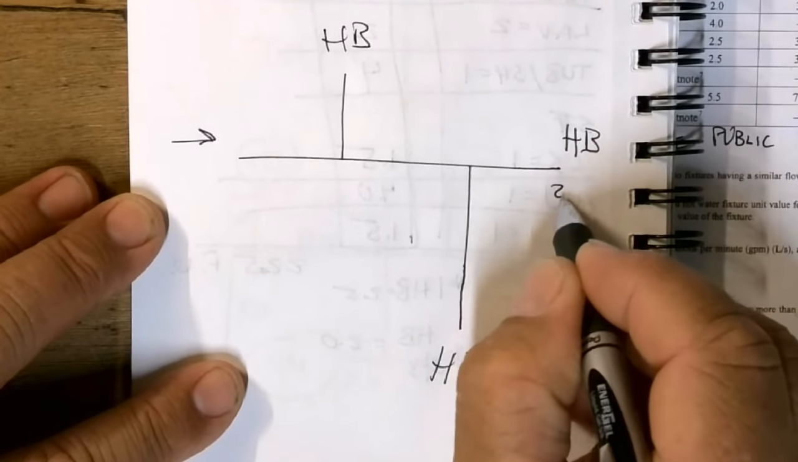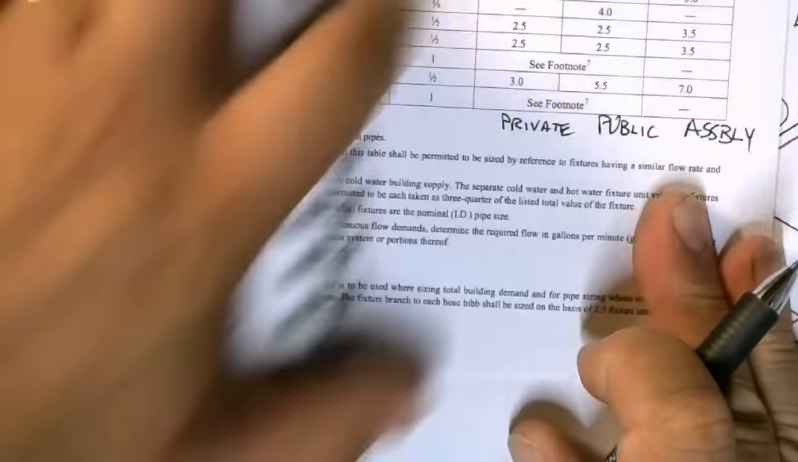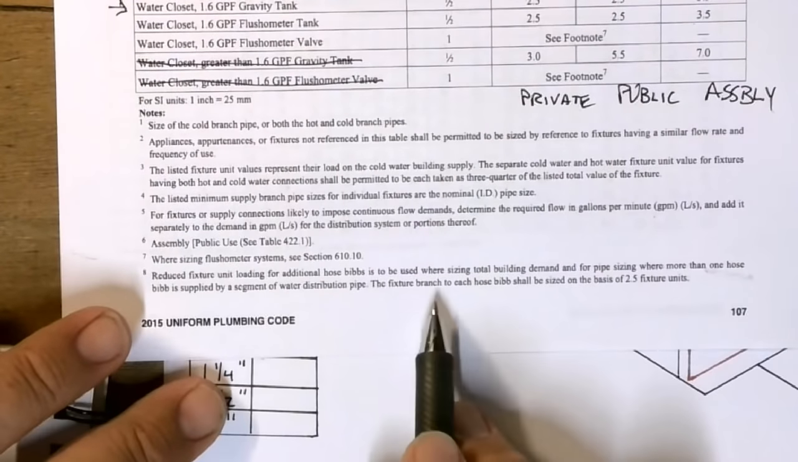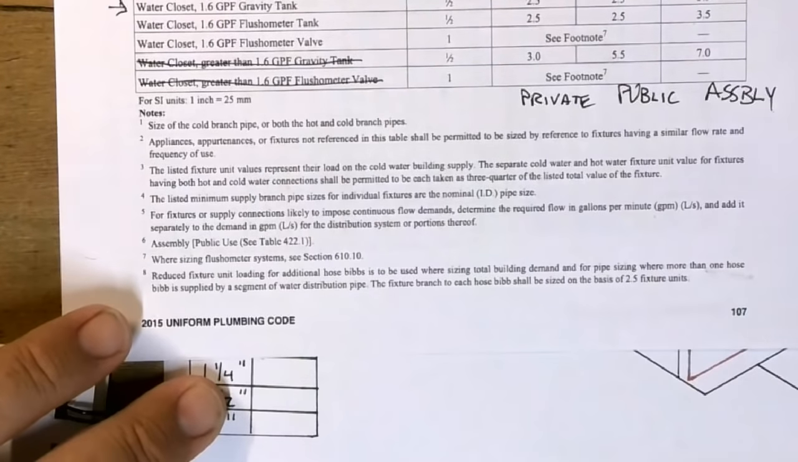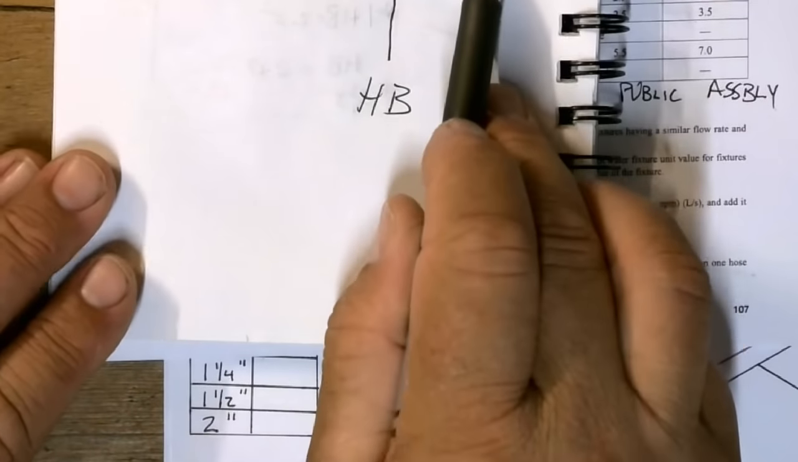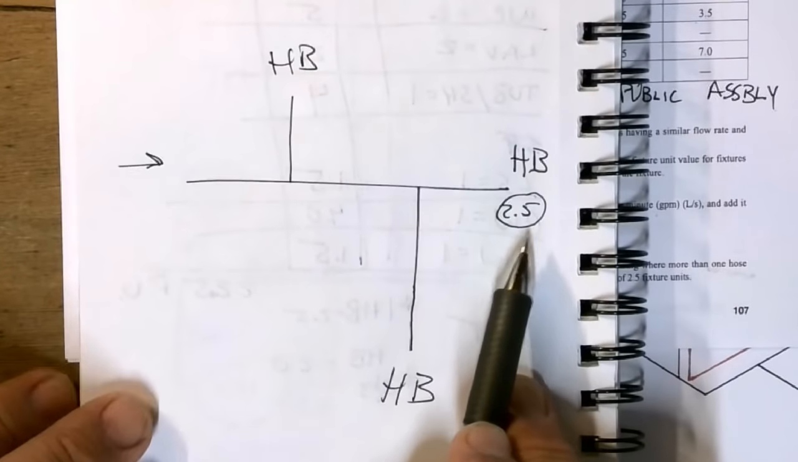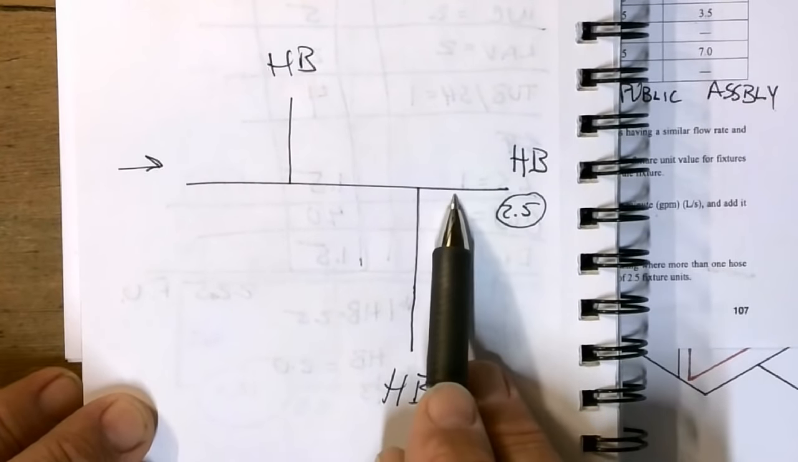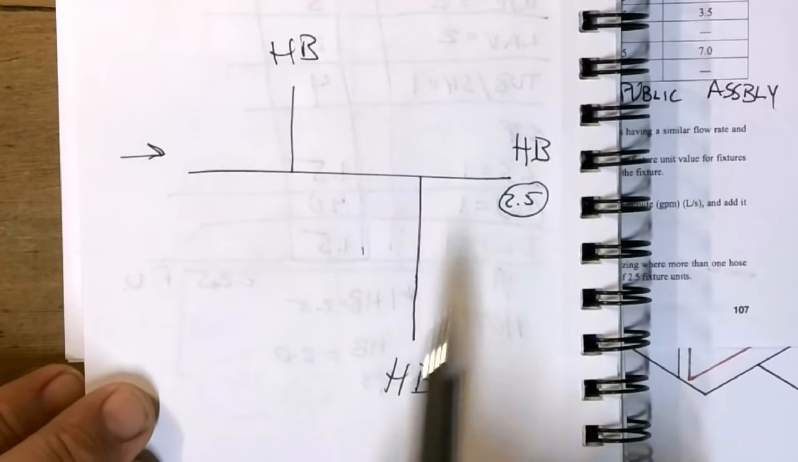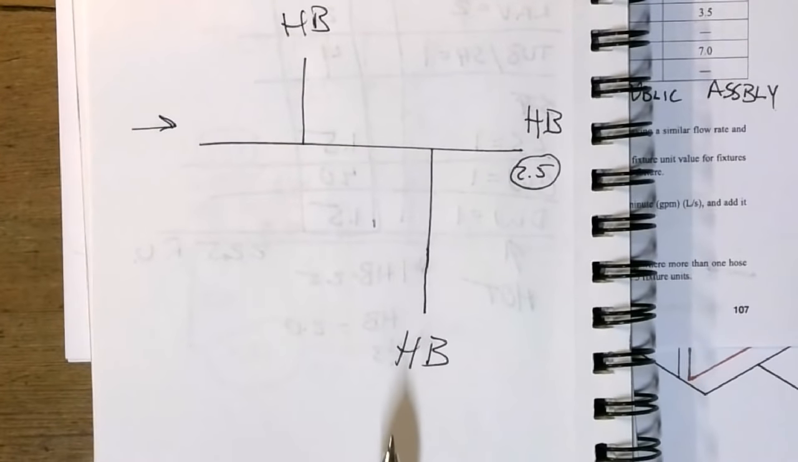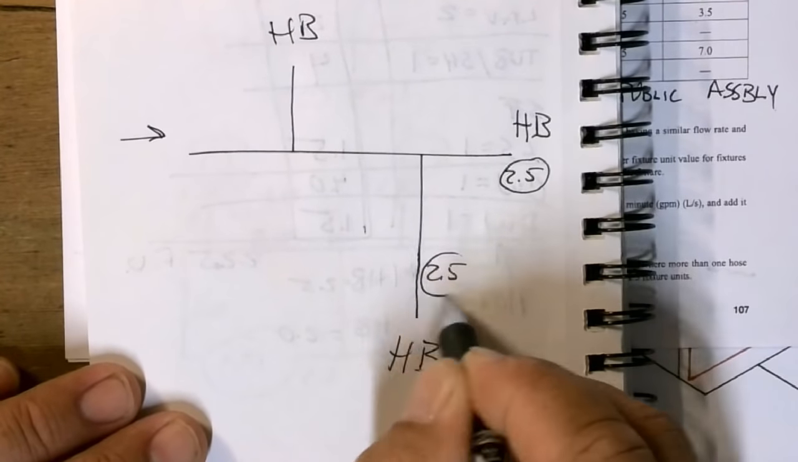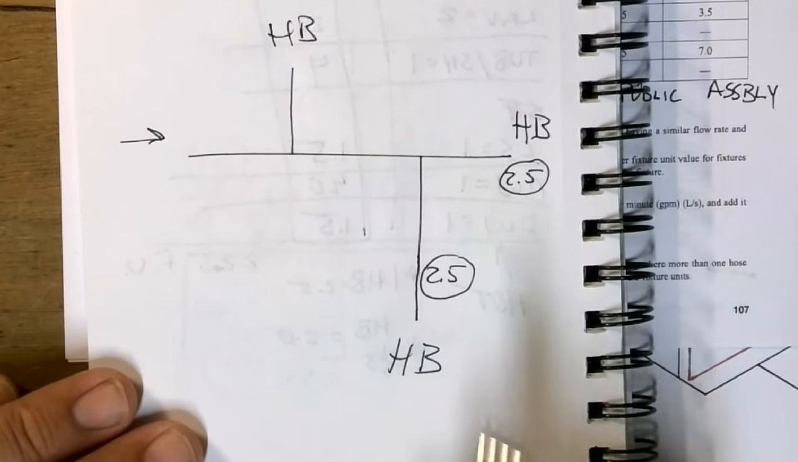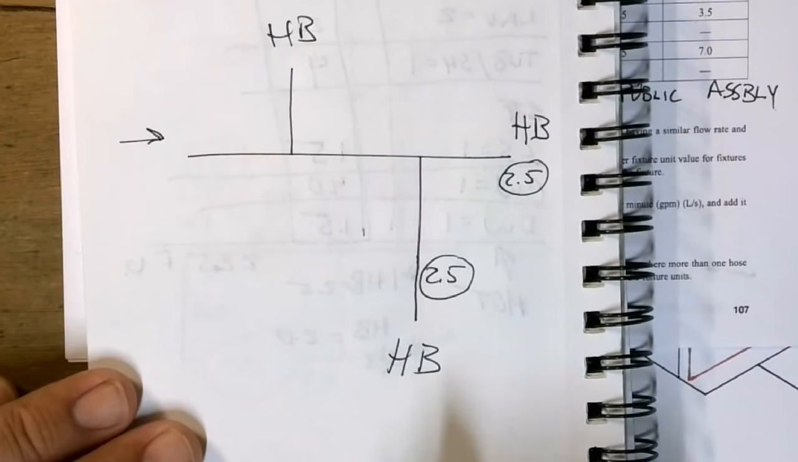This hose bib value is 2.5 because note 8, the fixture branch to each hose bib shall be sized on the basis of 2.5 fixture units. This hose bib, this hose bib right here, this one line, 2.5 fixture units. This hose bib here, it's one hose bib. That's all that's on this line, 2.5 fixture units.